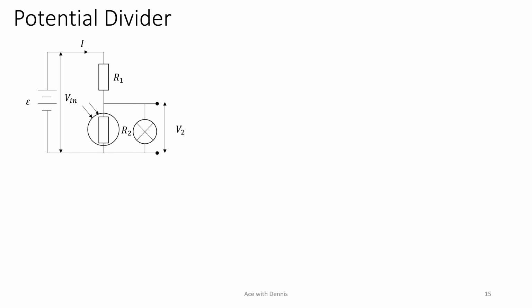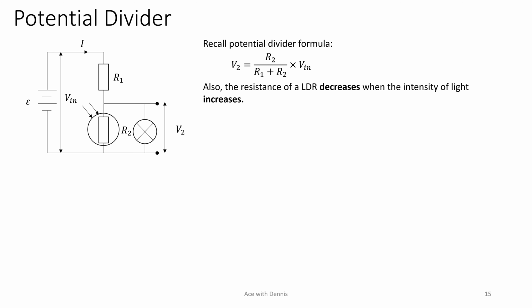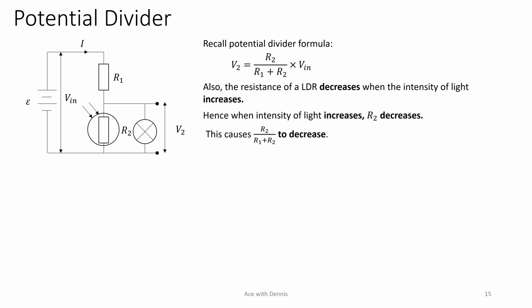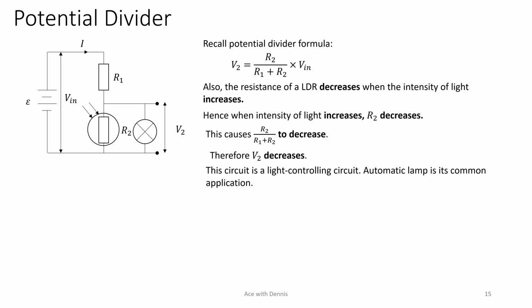Now, let's look at this diagram. This is a potential divider with an LDR connected as R2. Recall the potential divider formula. V2 equals R2 over R1 plus R2 times V in. Also, the resistance of an LDR decreases when the intensity of light increases. Hence, when intensity of light increases, R2 decreases. This causes R2 over R1 plus R2 to decrease. Therefore, V2 decreases. This circuit is a light controlling circuit.